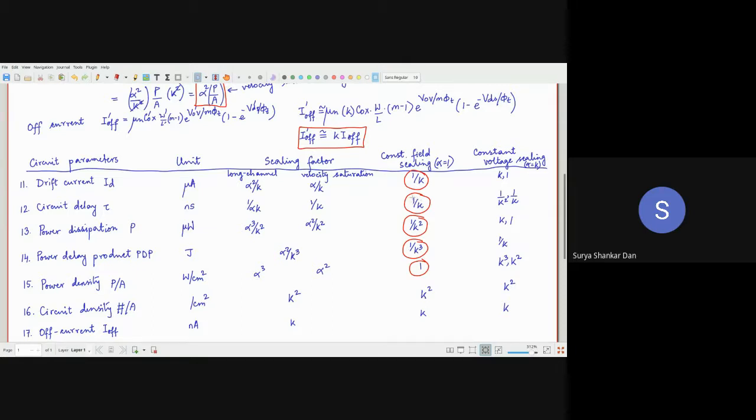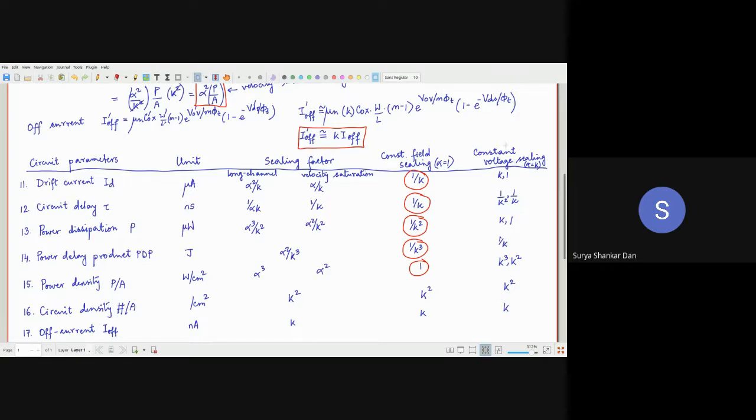It simply means that the delays will, by the way, if you notice, if you're putting alpha equal to 1, then this also turns into 1 upon k, and velocity saturation also it becomes 1 upon k. So in the constant field scaling, it is 1 upon k. So that means we can understand that if we are able to scale the device, we scale the technology, we are essentially getting an improvement in the circuit delay. Circuit delays are decreased. Awesome.